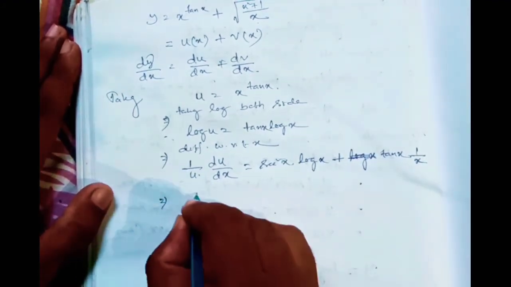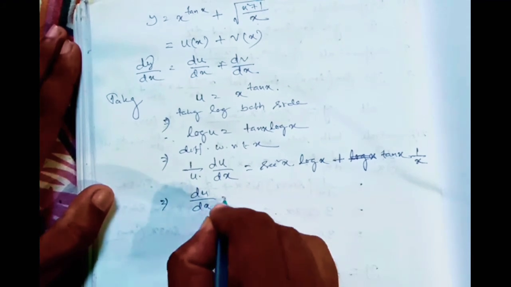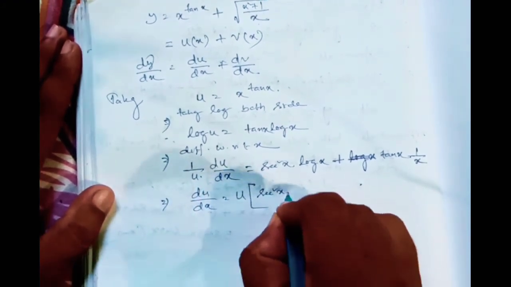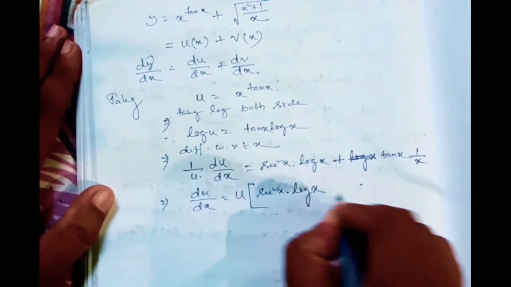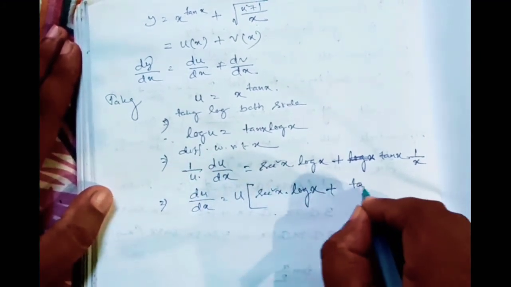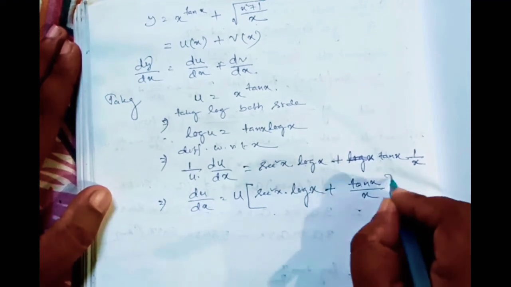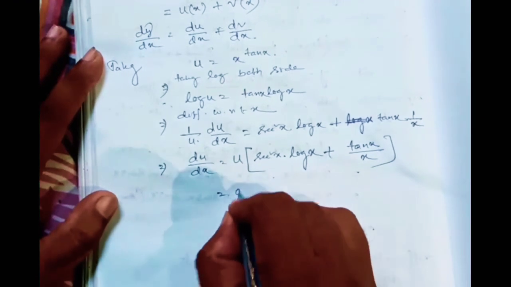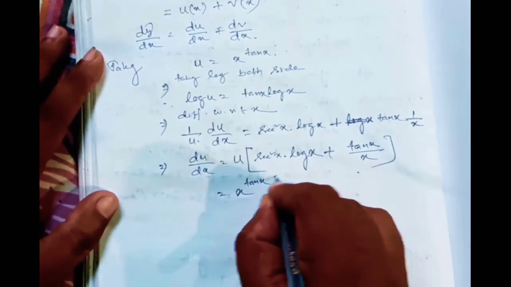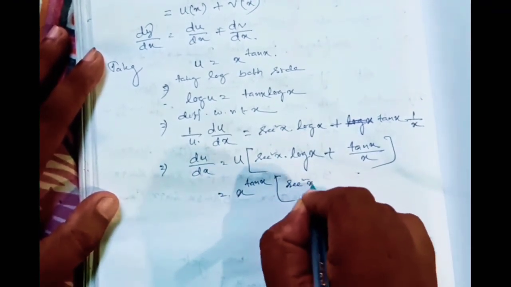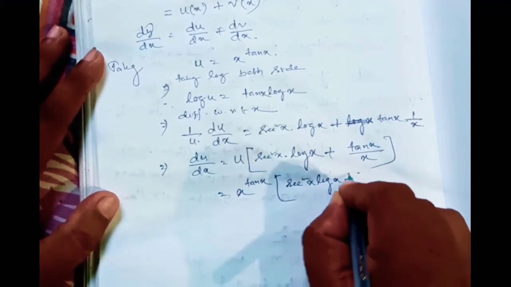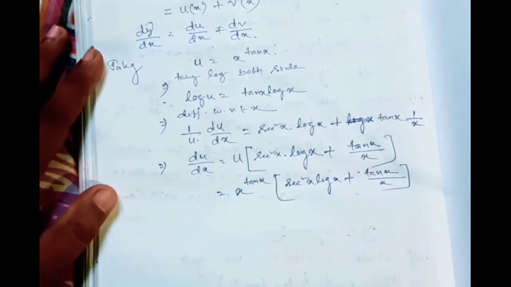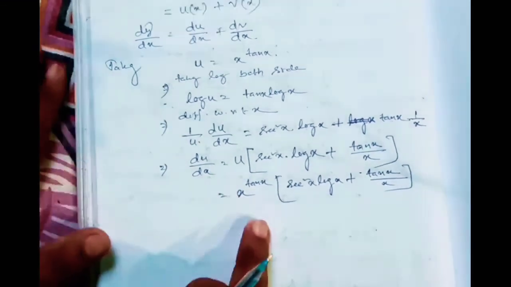Now we have to find only du/dx. du/dx is equal to u into sec square x into log x plus 10x by x. The value of u is equal to x to the power 10x. So x to the power 10x into sec square x log x plus 10x by x. So this is my du/dx.